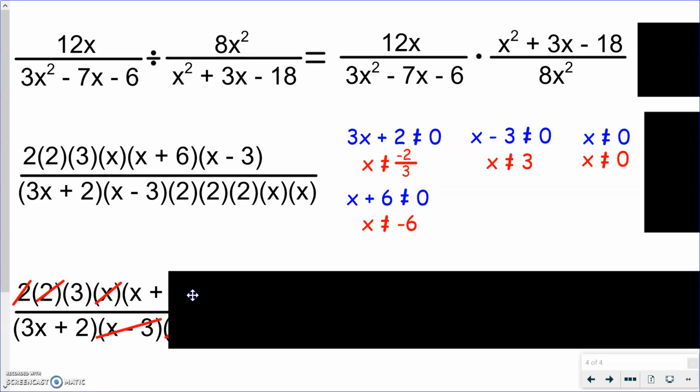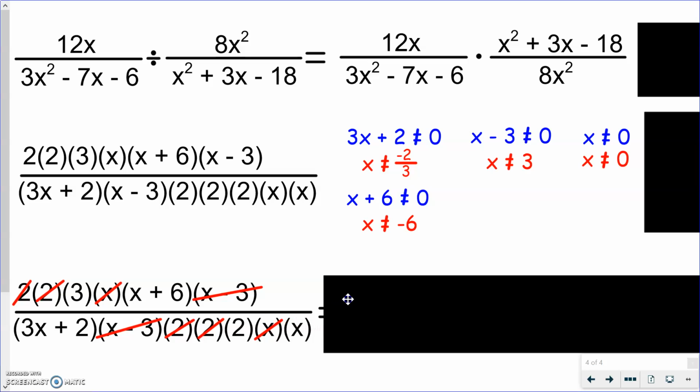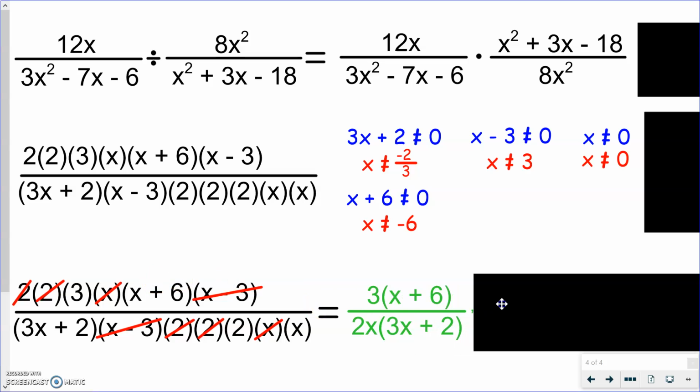All right, after restrictions, cross out, cancel out, the fun part. So this 2 crosses out that 2 crosses out that 2. x takes out the x. x minus 3 takes out x minus 3. On top we have a single 3 and an x plus 6, so it'll be 3 times x plus 6.